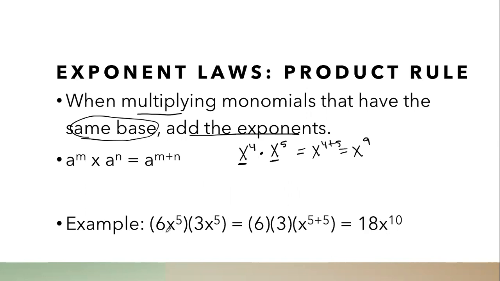So 6 x to the power of 5 times 3 x to the power of 5. Well, 6 times 3 is 18. And I add their exponents because they have the same bases. And 5 plus 5 would give me 10.